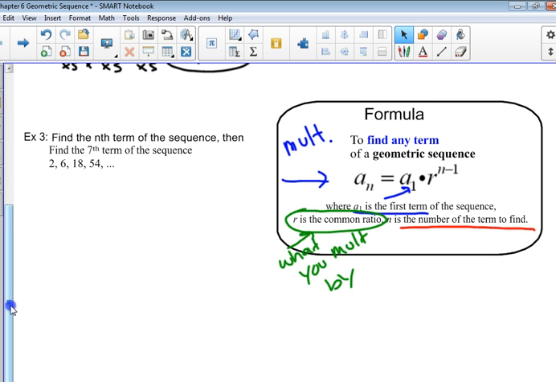So here's a little example. Find the nth term of the sequence, then find the 7th term of the sequence. If it says anything about the nth term, do you remember what we kept n as? N. Nice, Mary. Good job. So keep n. Let's see. If we're going to find the nth term, what we first need to figure out is what's going on here.